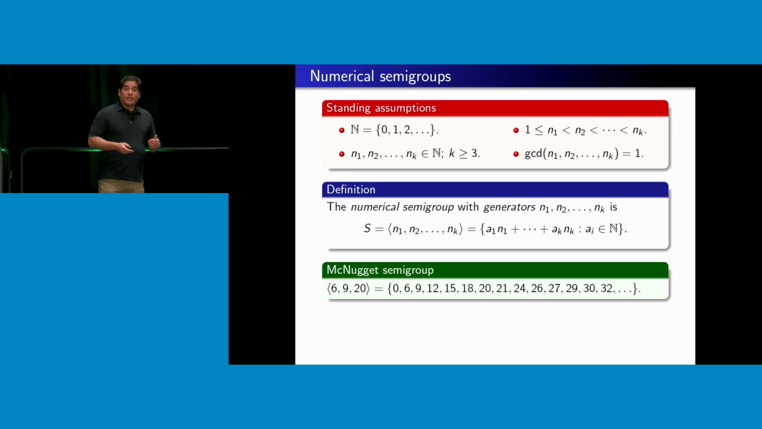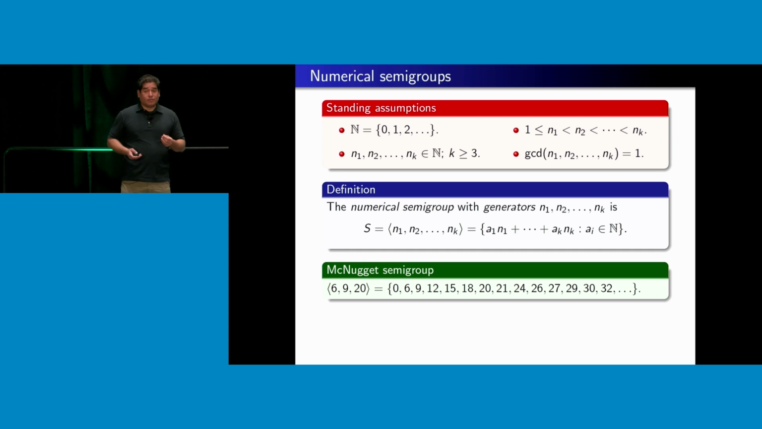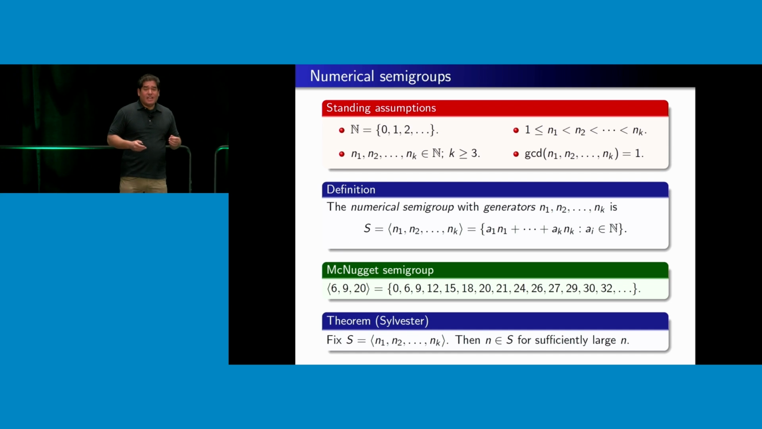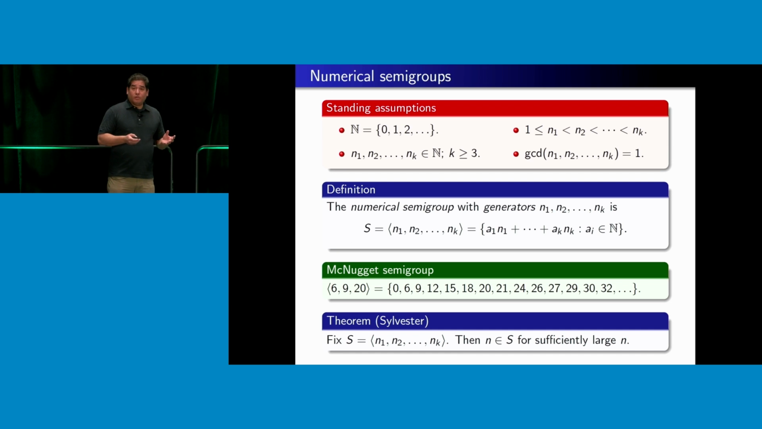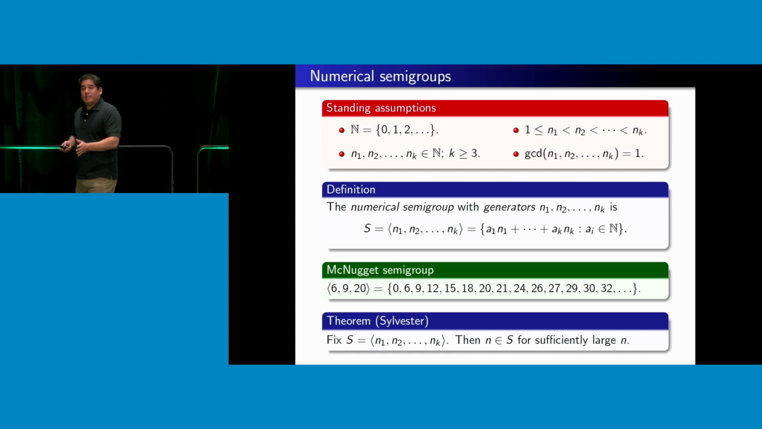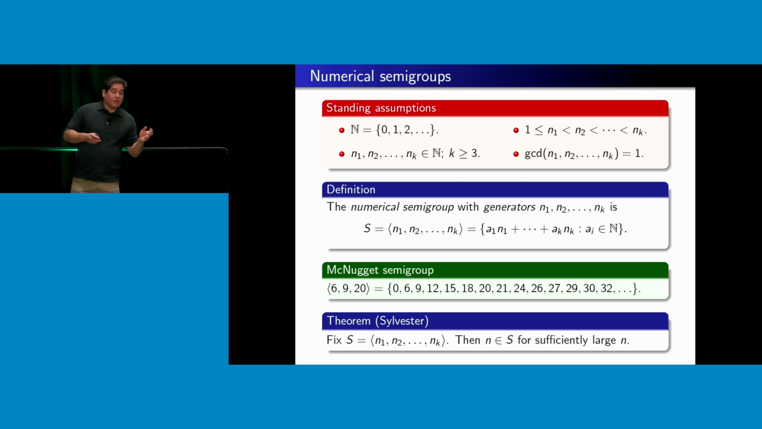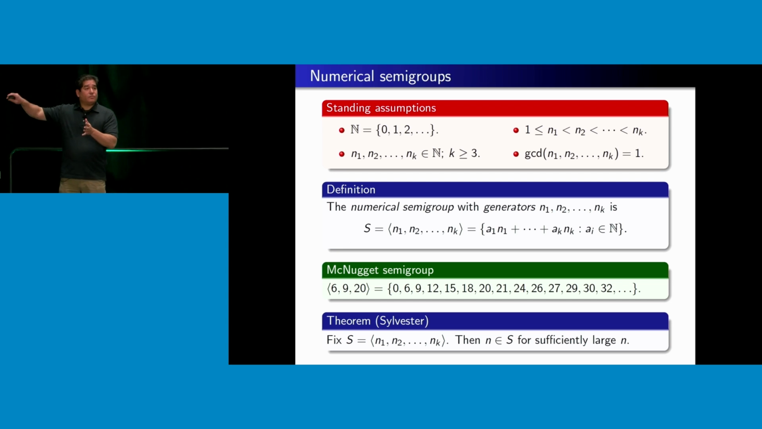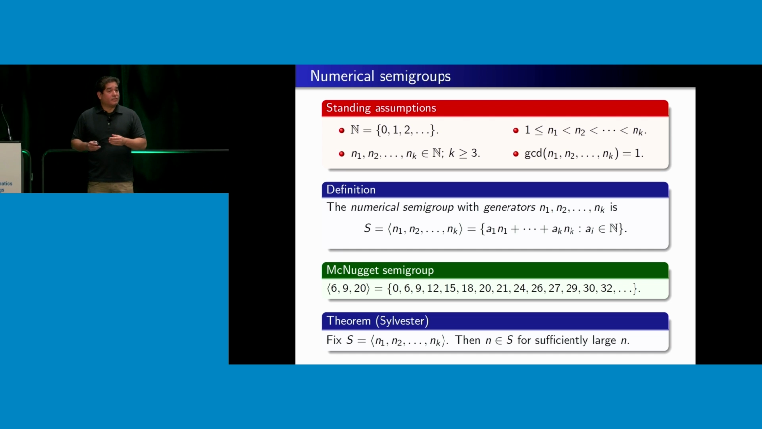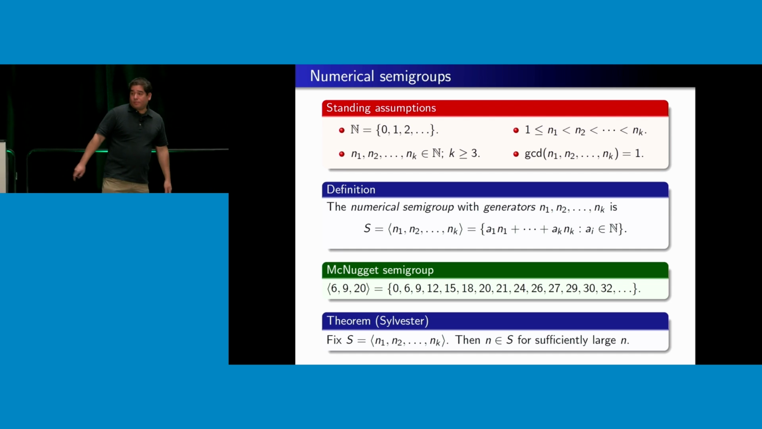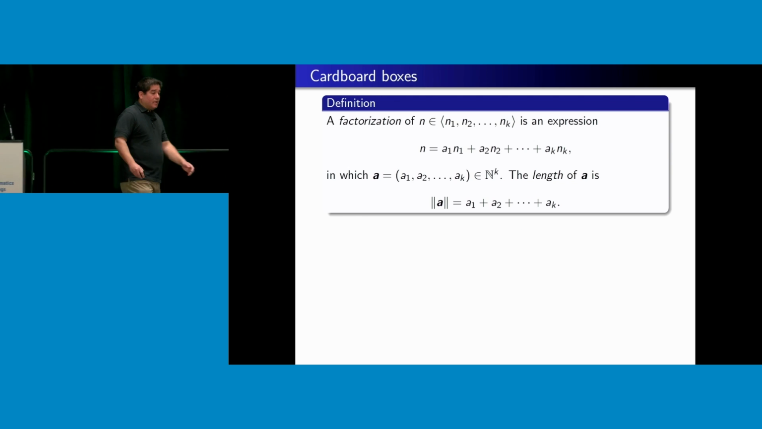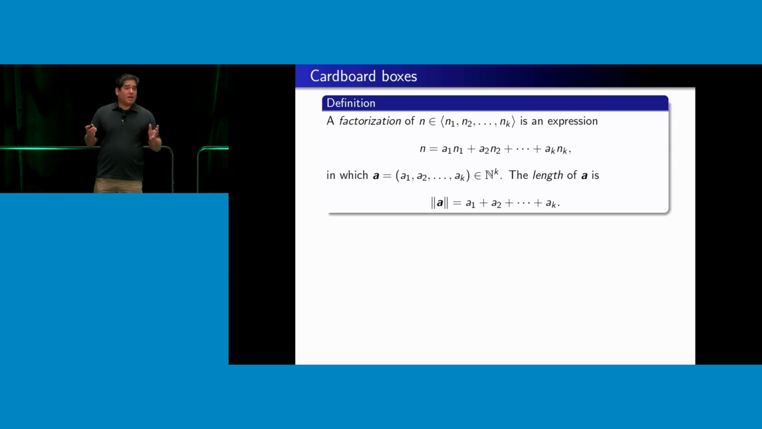There's a little bit of irregularity, but there's a really interesting classical theorem which says that if I have a numerical semigroup, then every sufficiently large natural number will belong to that semigroup. So somewhere out there, there's a threshold past which all numbers of nuggets are realizable in that semigroup. So I want to now talk about cardboard boxes, because I think this is the most useful way to think about things here.